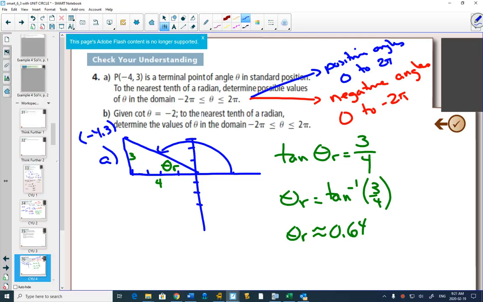And that positive angle will be, how would you figure this angle out if everything was in degrees? If this was 36 degrees, how would you figure out that angle for theta? You do 180 minus your reference angle. Now we have to switch to radians. Instead of doing 180 minus, what's 180 in radians? Pi radians minus my reference angle of 0.64.